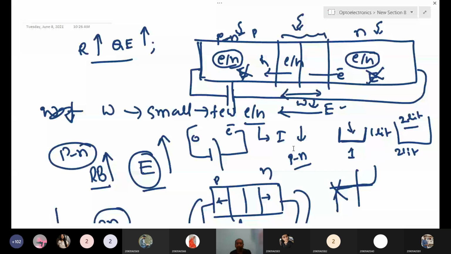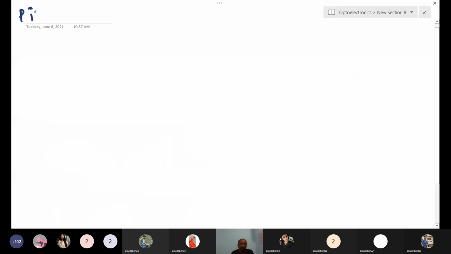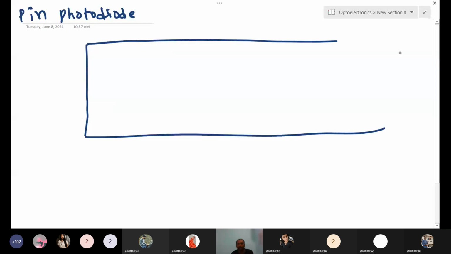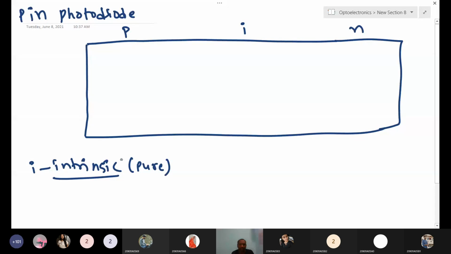Now we will see how that will work. This is also one of the important topics, the PIN photodiode. Nowadays everything is just the PIN photodiode. Here, this is just the same as a PN diode. Here is the P region and here the N region, two semiconductors, and in the middle an intrinsic region. I means intrinsic, that means without any doping. It's a pure semiconductor. So in the middle, let's take this as P type and this as N type.